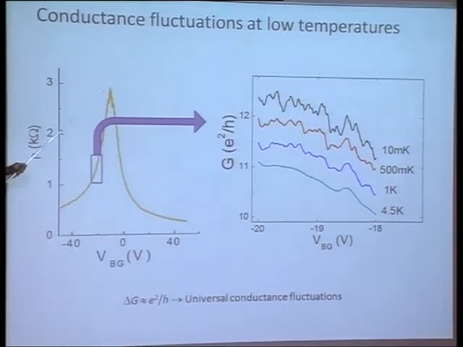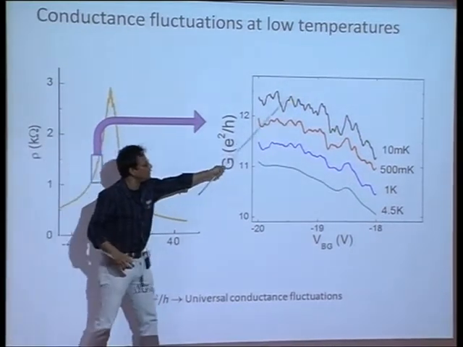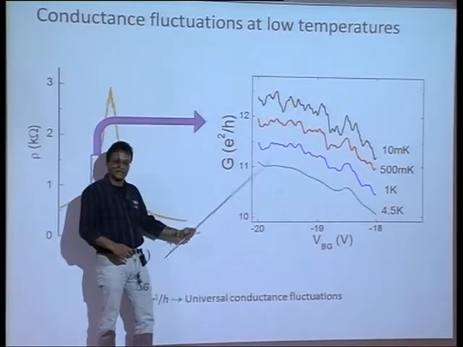Fair enough. So this is resistance versus temperature, resistance versus gate voltage or density. In the first way, we look at how conductance fluctuates as a function of Fermi energy. We have chosen a region, converted resistance to conductance, and then looked at how the conductance changes at different temperatures. At higher temperature, it's fairly smooth as a function of gate voltage.